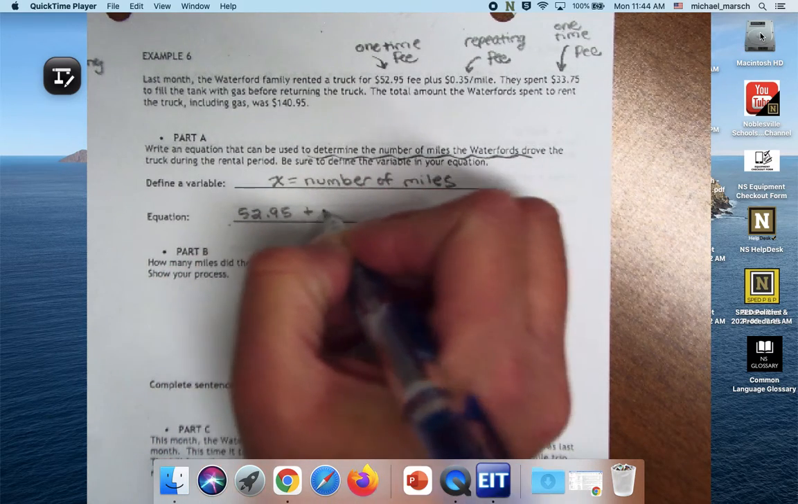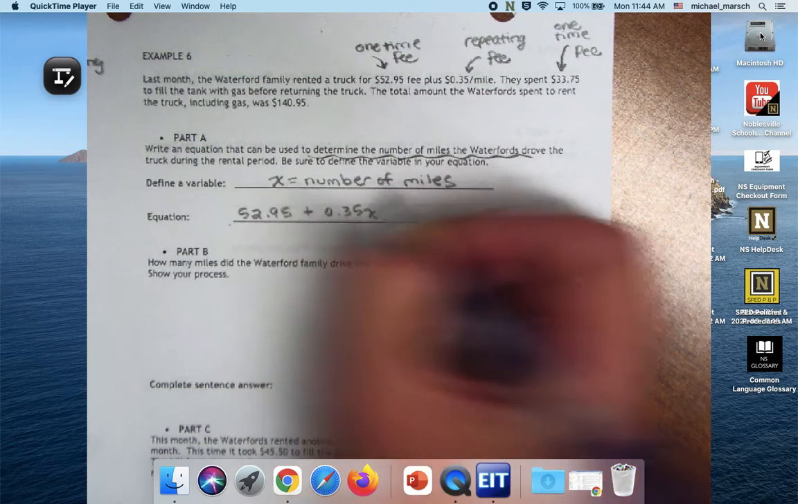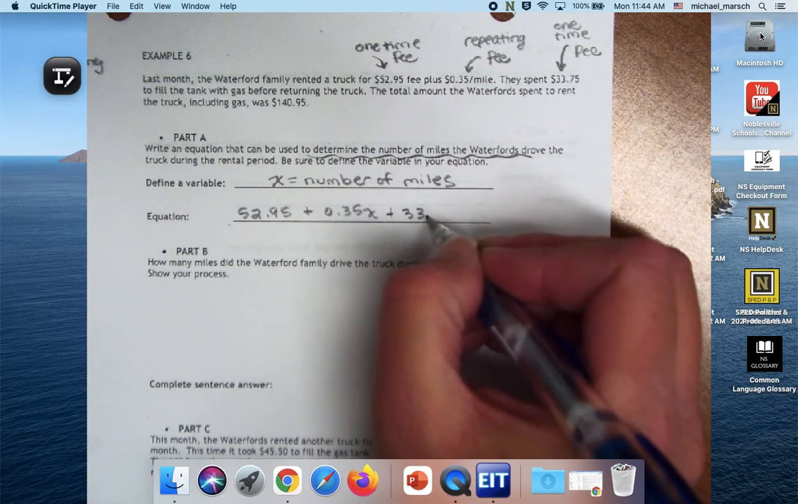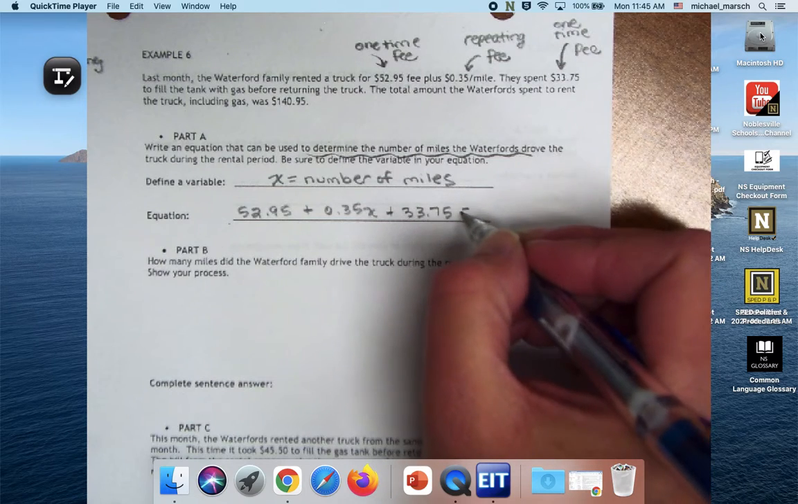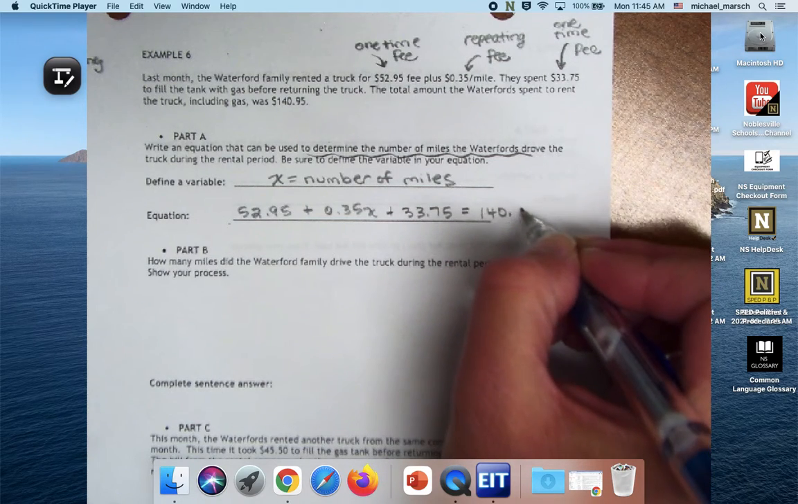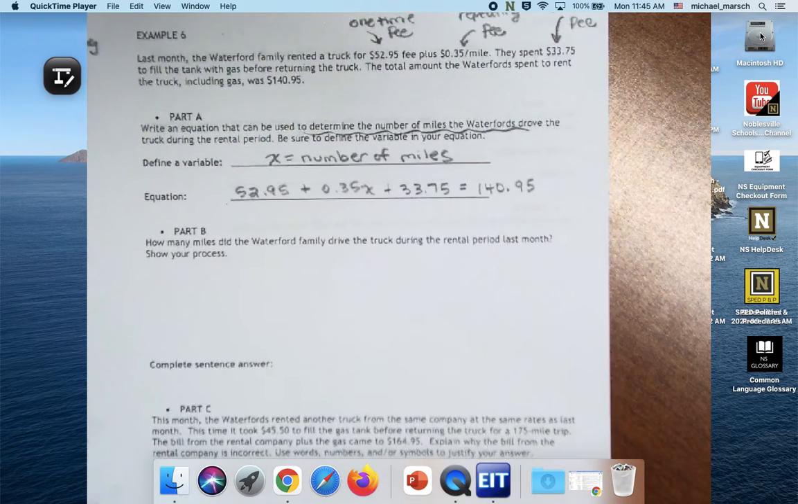So I'm going to have $52.95 plus 35 cents X plus $33.75 for the gas, and that all adds up to $140.95. Whew. We have to take into account the money spent on gas, so we don't think that was spent on miles.